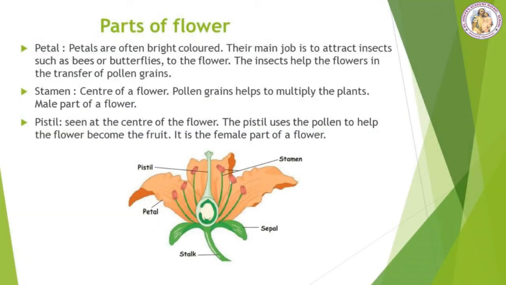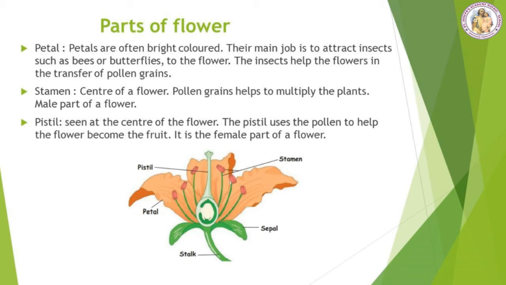Parts of a flower. Sepal. Sepals are leaves that protect the flower while it is still a bud. Sepals are usually green in color. Next one is petal. Petals are often bright colored. Their main job is to attract insects such as bees or butterflies to the flower. The insects help the flowers in the transfer of pollen grains.